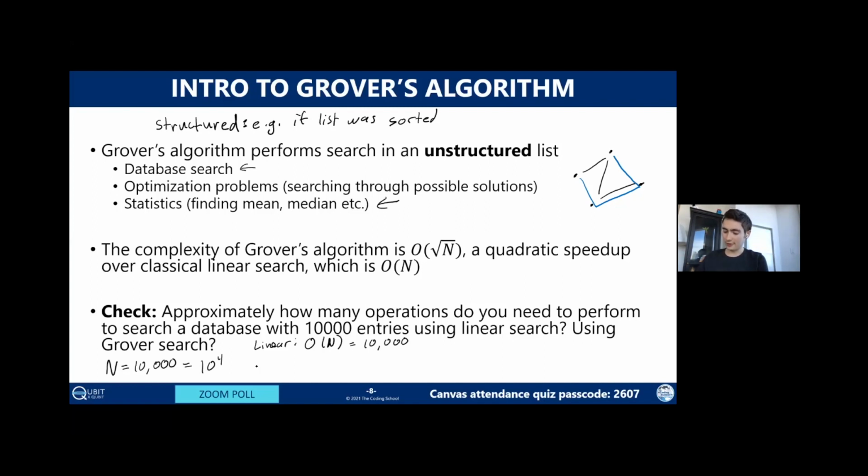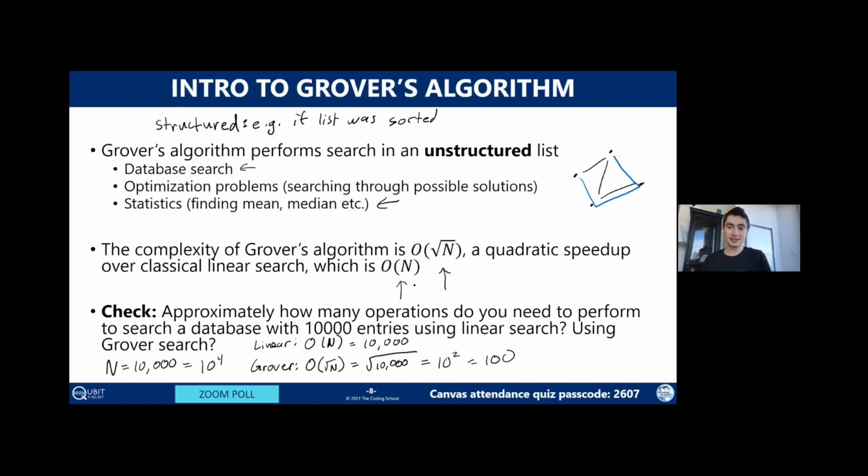Then let's look at Grover. Same deal, we have a big O notation, but this time we have root n. And so we're going to be looking at the square root of 10,000. The square root of 10 to the 4 is 10 to the 2, which is 100. So the correct answers here should have been 10,000 in the case of linear search, 100 in the case of Grover search, and I just got that by plugging n into these big O notation functions.